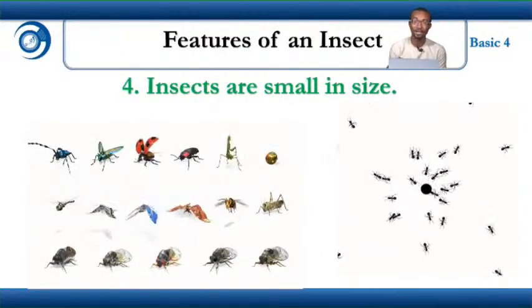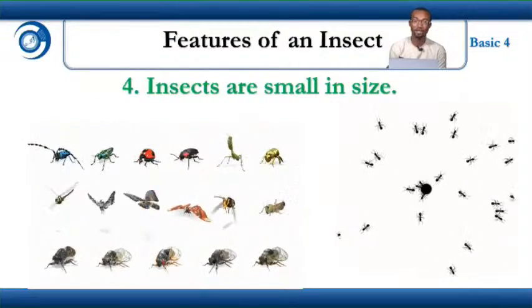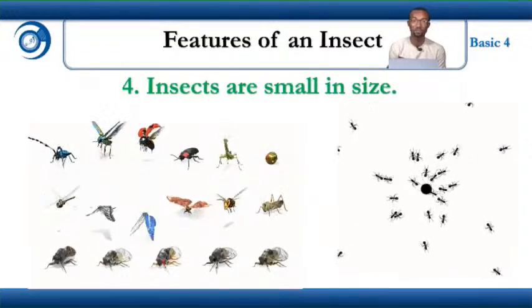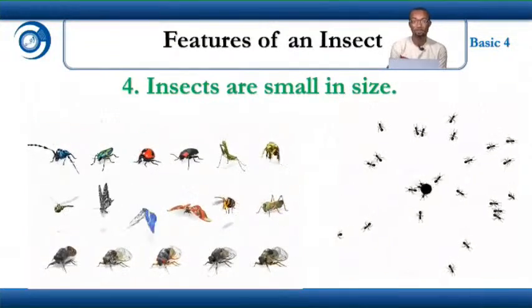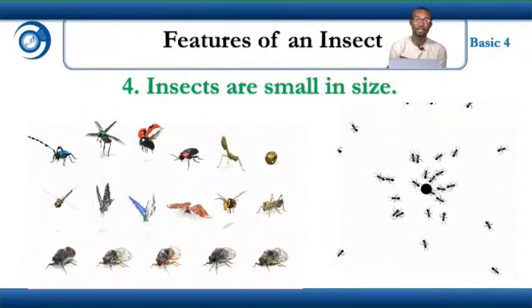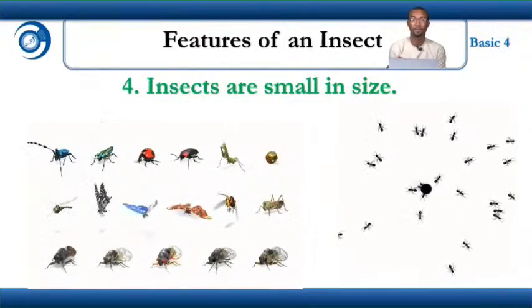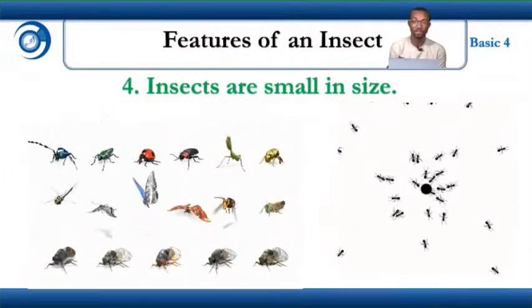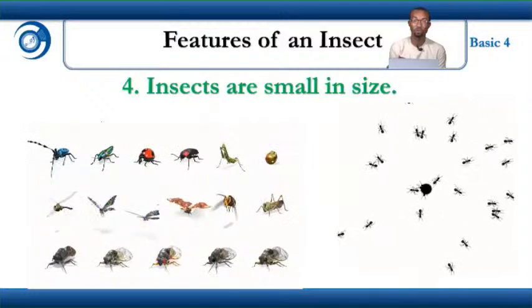If you take an ant, you see how small an ant is. If you see a mosquito, you see how small a mosquito is. Even though some are bigger than the others, like a butterfly is bigger than an ant, you can see that of all the animals, they are the smallest. So insects are small in size.